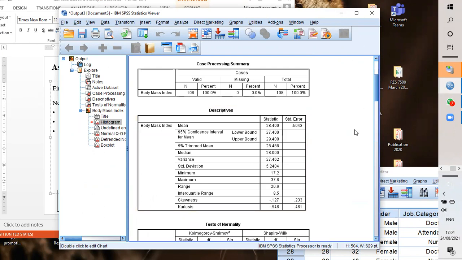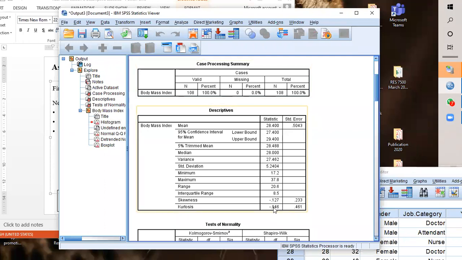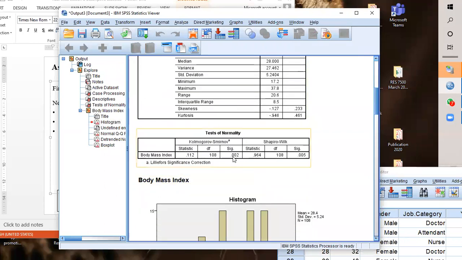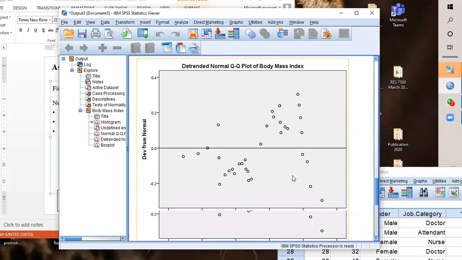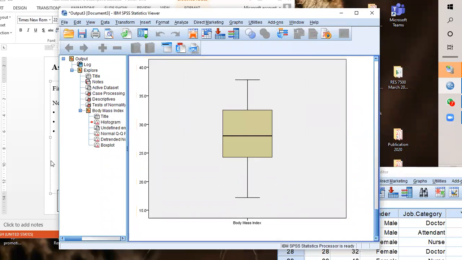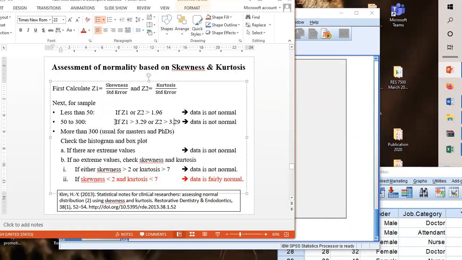Z1 is negative 1.2, take the positive, forget about the negative sign. 1.27 divided by this. Is it less than 3.29? Yes. And this one, 0.9446. Is it less than 3.29? Yes. So even though the p-value is less than 0.05, the box plot has no major outliers or extreme values, and these two values are less than 3.29.